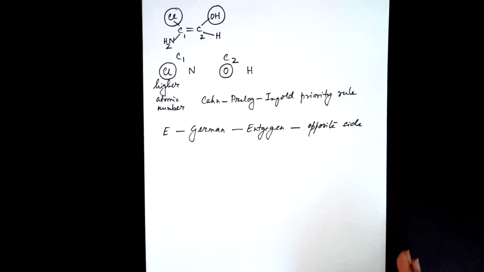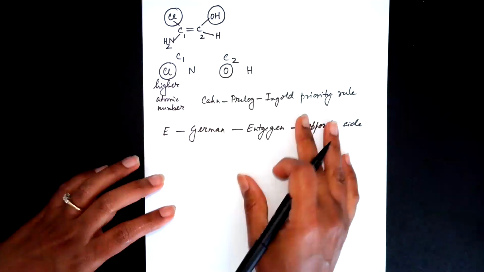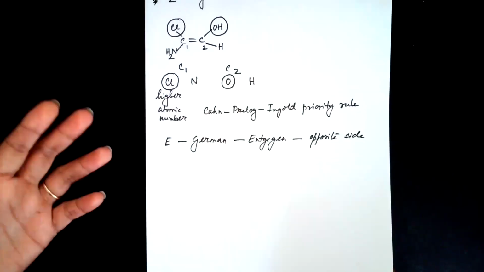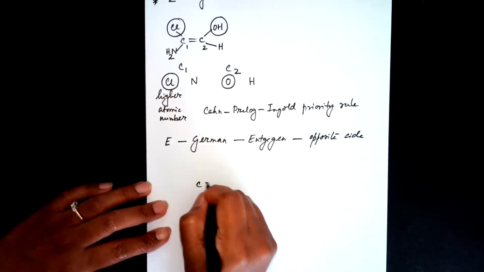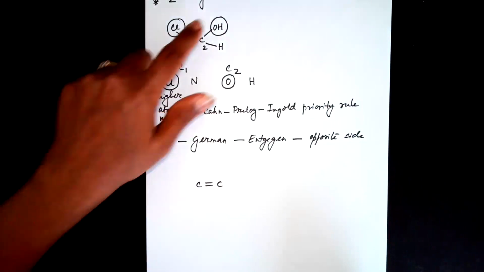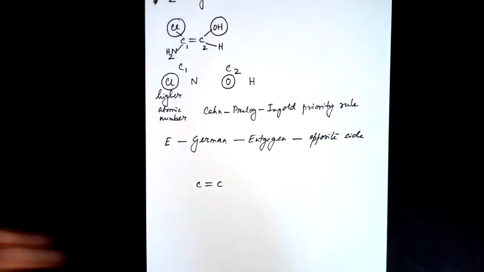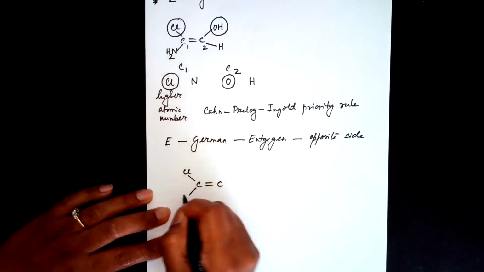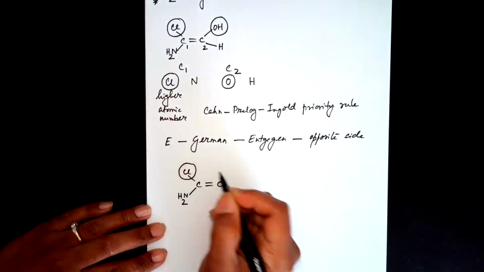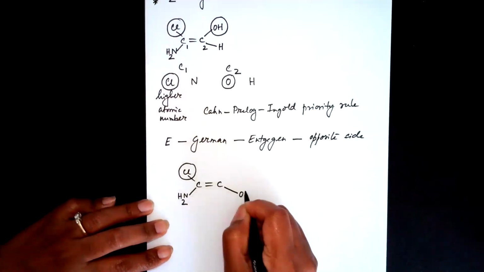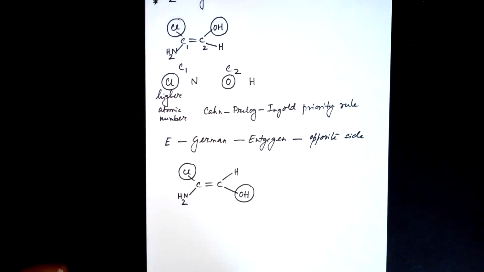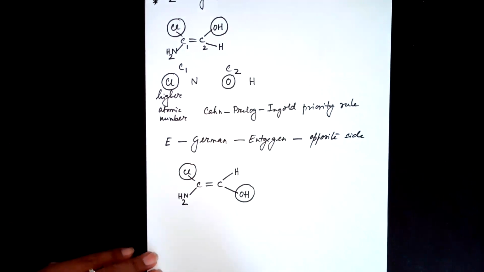If I want to draw the E form, now that I have the Z form drawn already, it would be easier for me to just look here and draw the corresponding E form. So here is my carbon-carbon double bond. Again, it's your choice if you want to keep this side consistent or the other side, just hold on to one. I want to keep my Cl where it was and NH2 where it was. I know this is my higher priority group. So on the other one, I should draw my OH here and H here so that the two higher priority groups are on the opposite side.